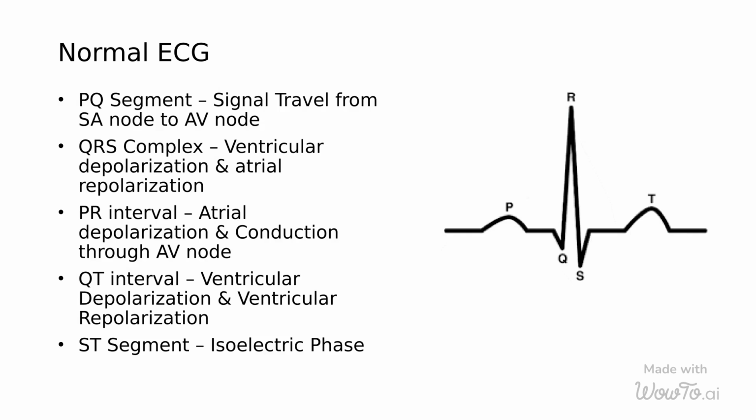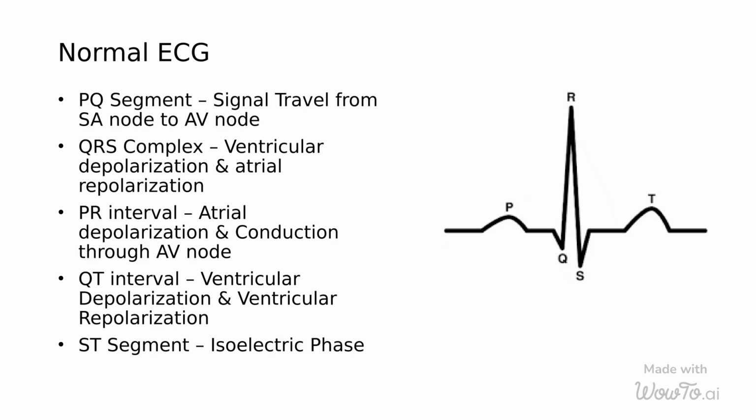The PQ segment represents the time it takes for the electrical signal to travel from the sinoatrial (SA) node to the atrioventricular (AV) node. The QRS complex signifies the depolarization of the ventricles and the repolarization of the atria. This complex is crucial as it corresponds to the ventricles contracting and pumping blood out of the heart.